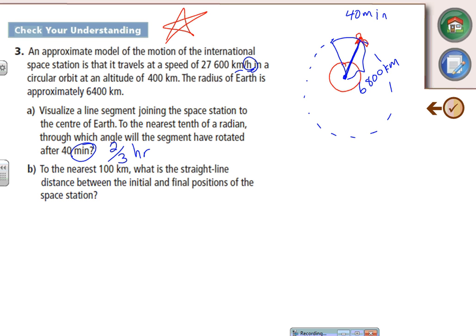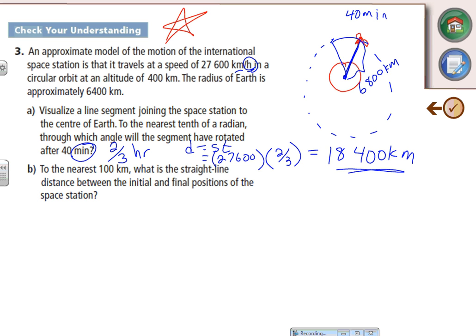So now we know that distance is equal to speed times time. Distance equals speed times time. My speed was 27,600 times my time, which is 2/3 of an hour, which gives me 18,400 kilometers. That's how far it's traveled in the arc length.